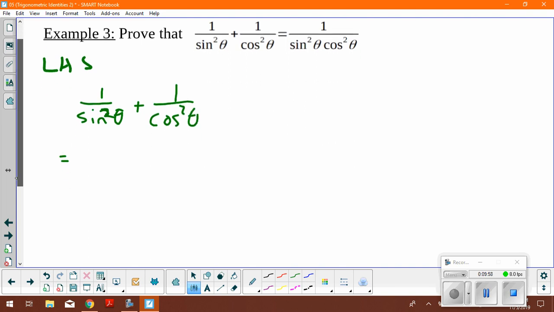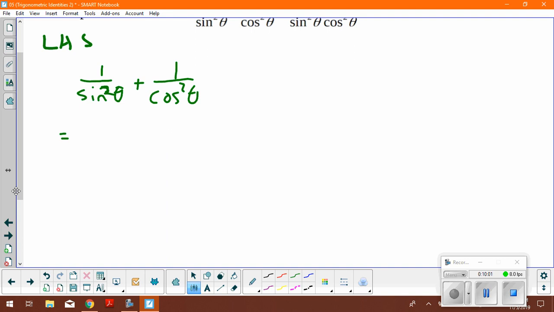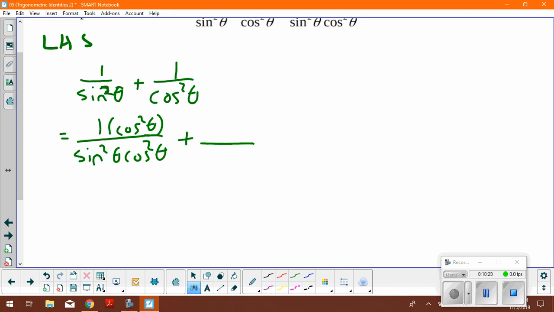I have to add 2 fractions together. How do I do that? I need a common denominator. So on my first fraction, what is it missing in the denominator? It needs a cos squared. So I need sine squared cos squared, which means I need an extra cos squared on the top. Same with the other one. It's missing sine squared, so I need an extra sine squared on the top.